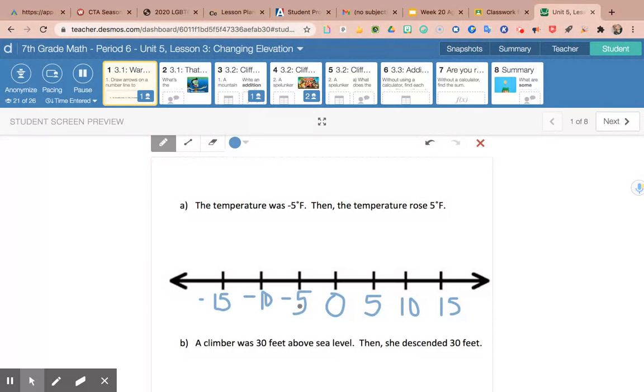So notice that these number lines are mirrored. If 5's here, -5 is here. If 10 is 2 spaces to the right, -10 is 2 spaces to the left. So they are a perfect pattern.